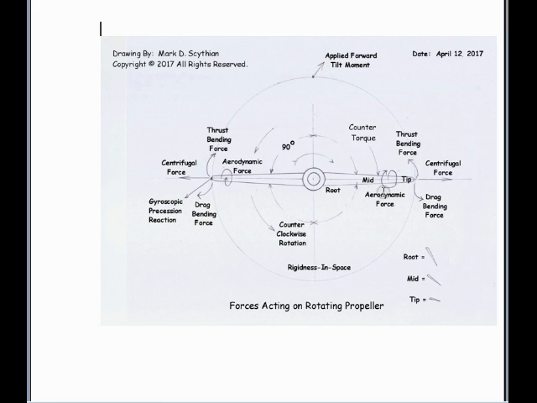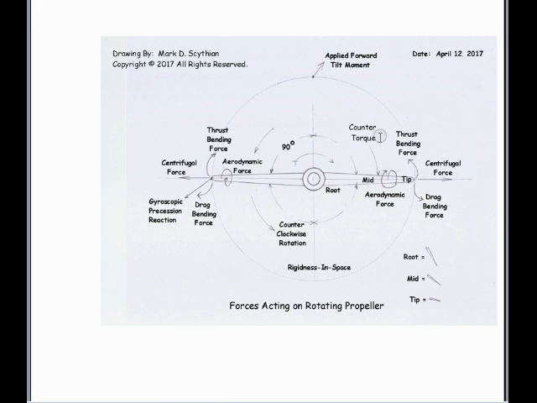Next is the gyroscopic precession. If this propeller blade is rotating counterclockwise, and let's say we tipped it forward, it would actually not tip forward, it would tip to the left, because precession reaction moment takes place exactly 90 degrees in the direction of rotation where the initial tilting moment was applied.